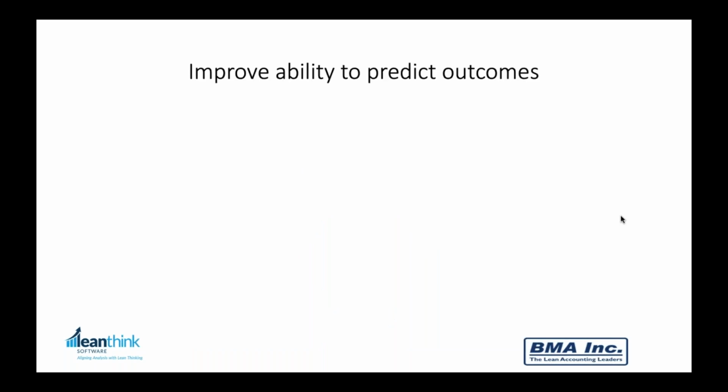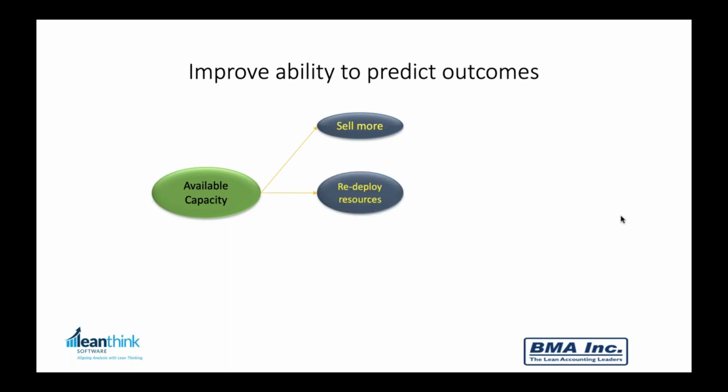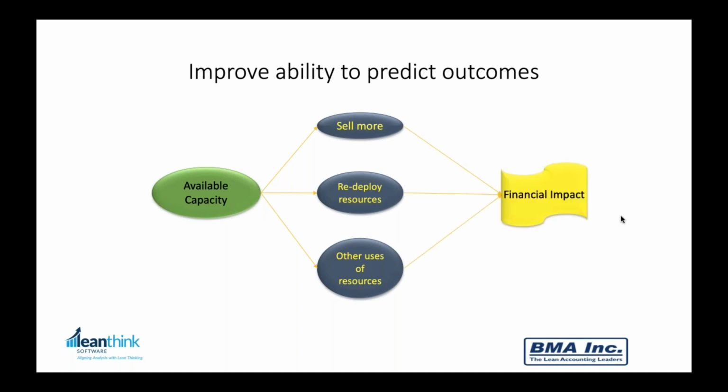The box score also improves the ability to predict outcomes. Being able to measure the capacity that is being created allows you to then decide how we are going to utilize that capacity. We can sell more, we can redeploy resources directly in the business, or find other uses for those resources. When you make the decisions about how to use that available capacity, that creates the financial impact. And it is very, very predictable using a box score.